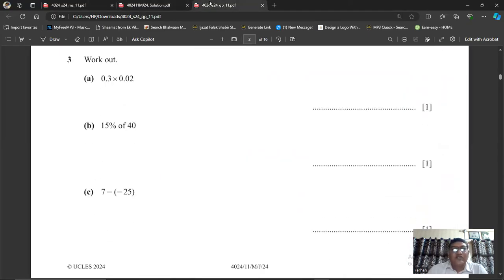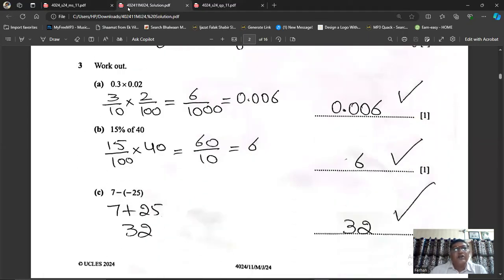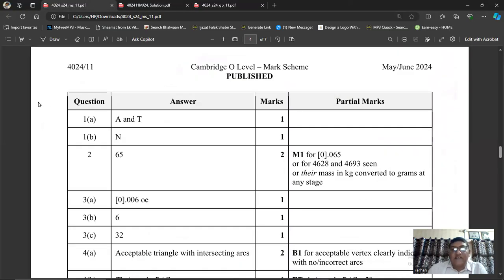So we are going to the next question. That is question number 3. A part, he says, work out 0.3 multiply 0.02. I will convert them into fractions, and let me show you. So it will be 3 by 10 multiply 2 by 100. So numerator will multiply with the numerator. The denominator will multiply with the denominator. You will have 6 by 1000. Then when you divide with 1000, your decimal will move 3 steps to the left. So the answer will be 0.006. So let's check. 0.006 is the right answer, sir.